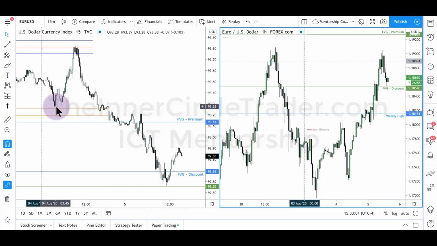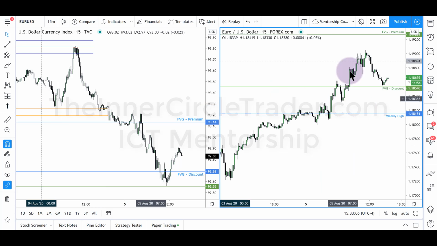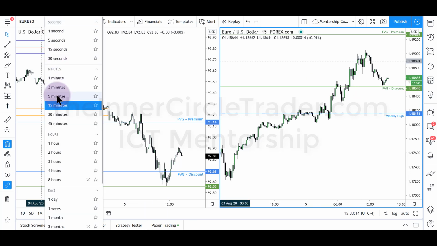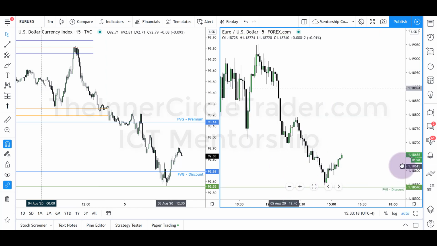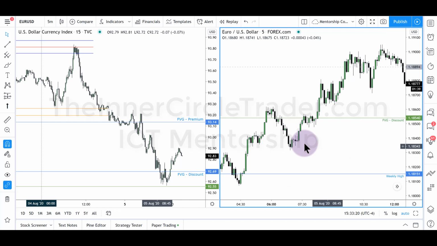And we drop down into a 15-minute time frame. And I want to go into this area right here on a 5-minute chart and show you the framework for that. And then I'll show you the actual setup. So here it is.